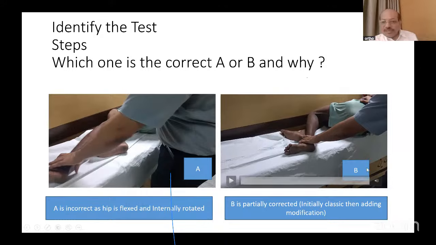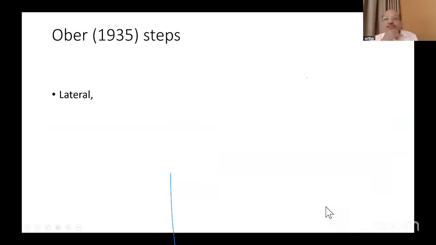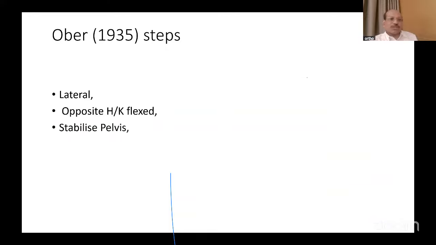It is partially corrected, because initially it is classic, then adding modification. So you can take it as a normal one. So what are the steps? The patient should be in lateral position, with the opposite hip and knee flexed to obliterate the lumbar lordosis.